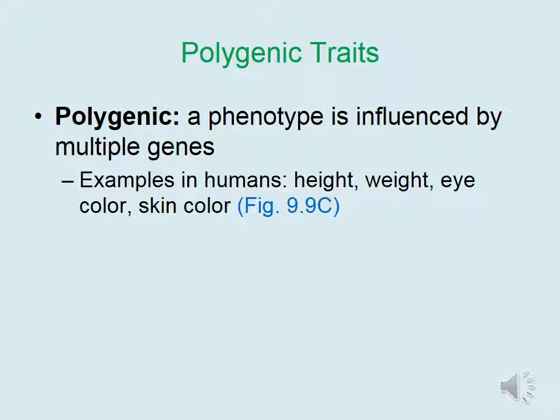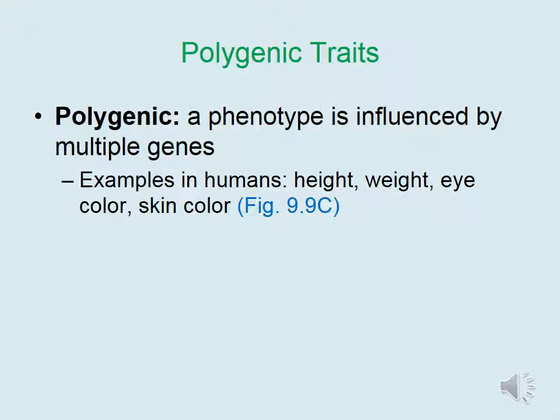Polygenic refers to a phenotype that's influenced by many genes. Poly means many, and genic refers to genes. Once again, in Mendel's pea plants, only one gene affected one phenotype. Examples of polygenic genes in humans include height, weight, eye color, and skin color.